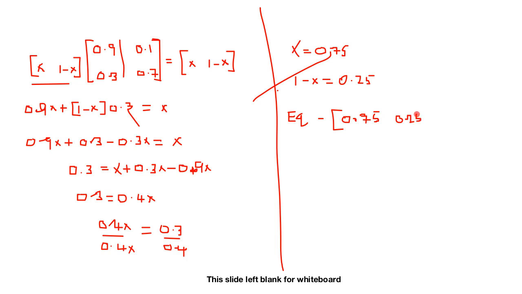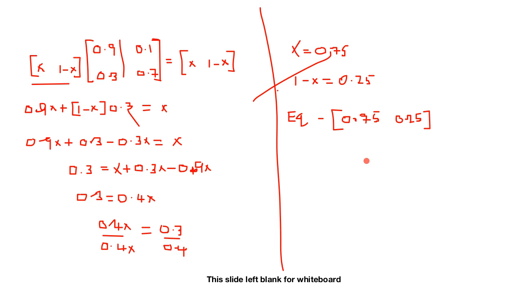So I think we have answered part 1 of the question, because if you look at our question in part 1, we were asked to get the equilibrium state proportion before advertising and after advertising. So that is part A of the question. We are not done yet.